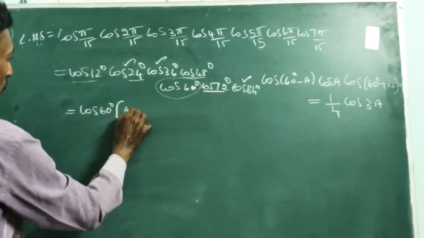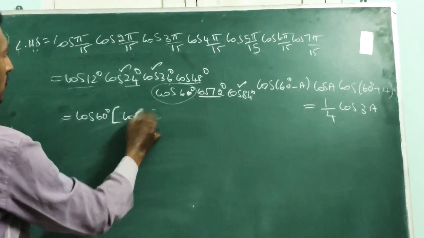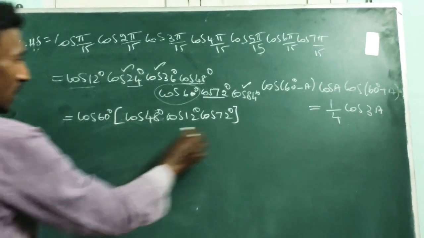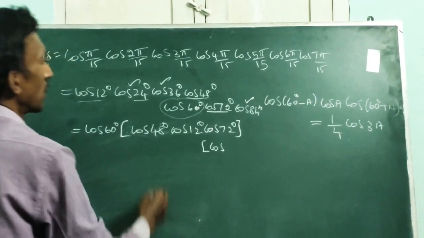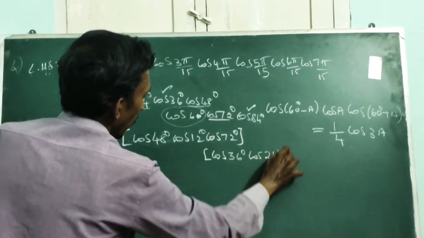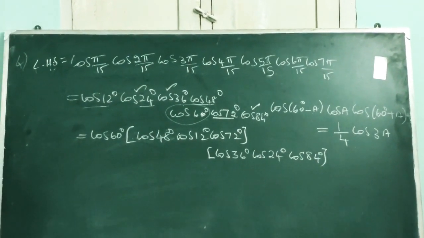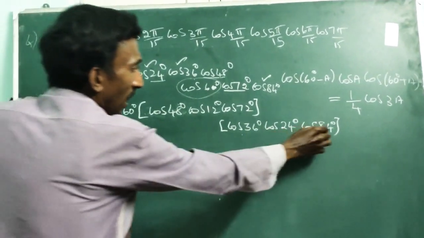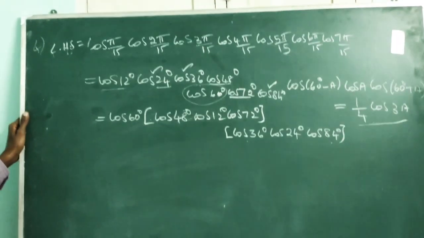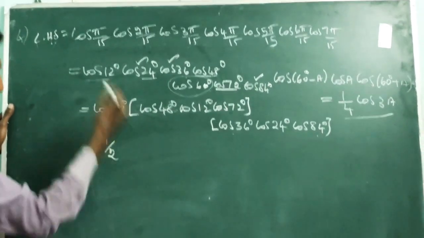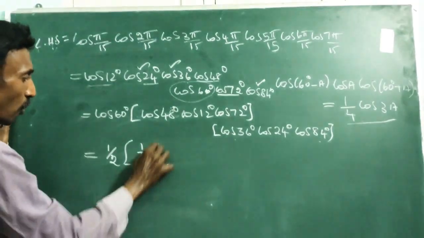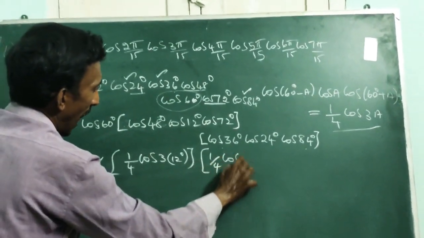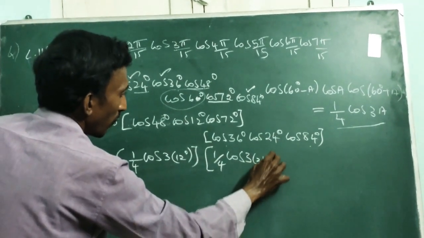So combine these 3. First combine cos 48 degree, cos 12 degree, cos 72 degree, one set, and another set, cos 36 degree, cos 24 degree, cos 84 degree. Now look at the combination. It is of the form cos(60 minus A), cos A, cos(60 plus A). So we can use this identity: 1 by 4 into cos 3A. So cos 60 is the well-known value 1 by 2. So again it is 1 by 4 cos 3 into 12 degree, into again 1 by 4 into cos 3 into 24 degree.